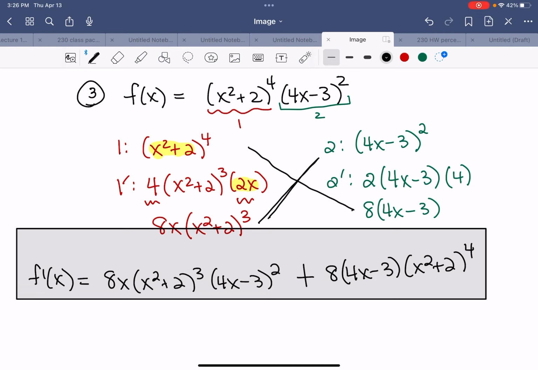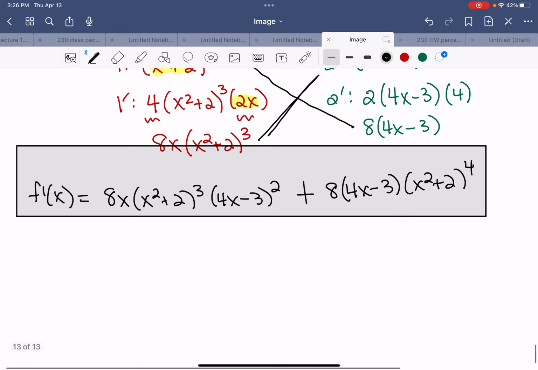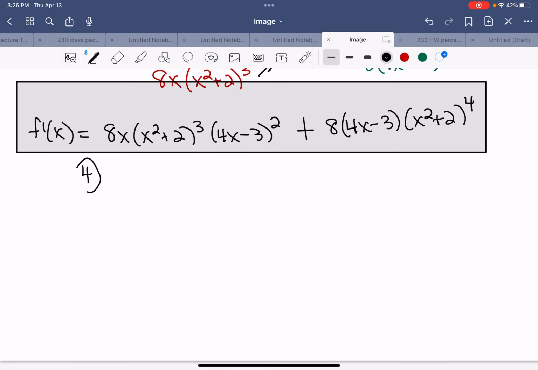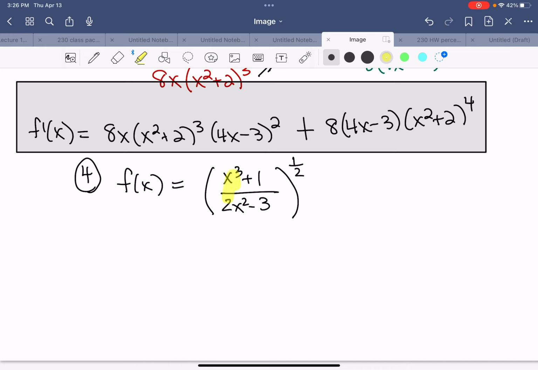Okay. So it seems like a lot, but it can be very doable. Okay. And let's do one more when we have something all to the same power. Let's make it to the 1/2. Okay. And let's make it, let's see, x cubed plus 1 over 2x squared minus 3. Okay. So now my inside is this whole fraction here, and my outside is the power. And everything is to the same power.